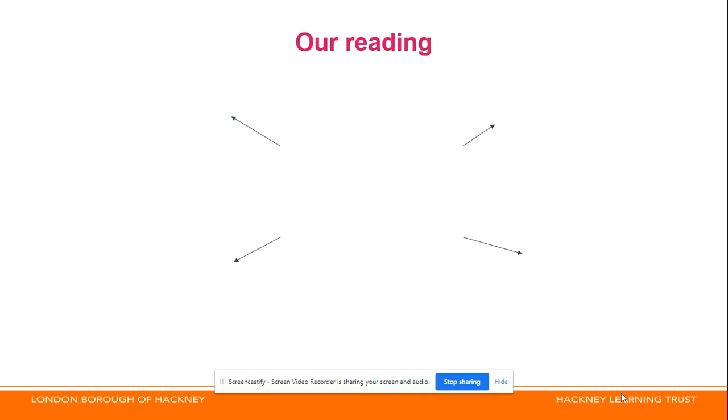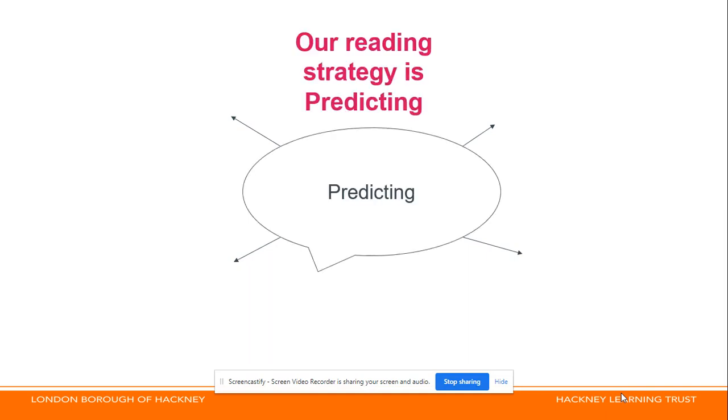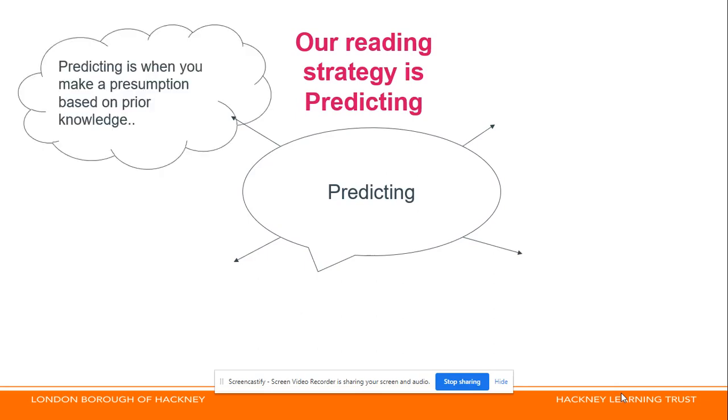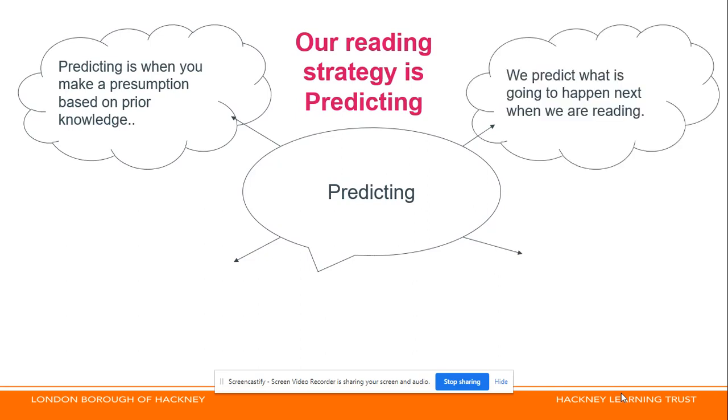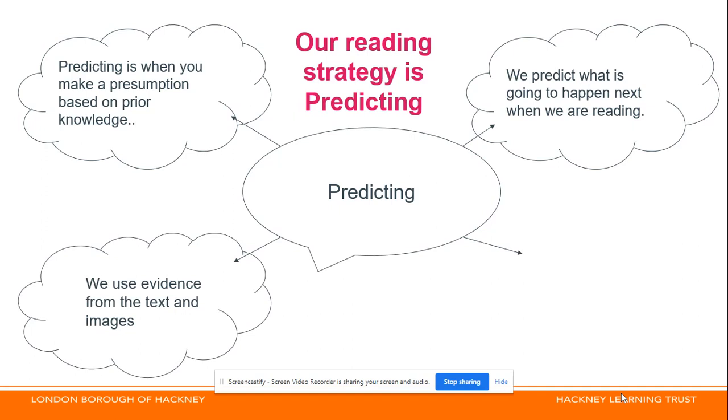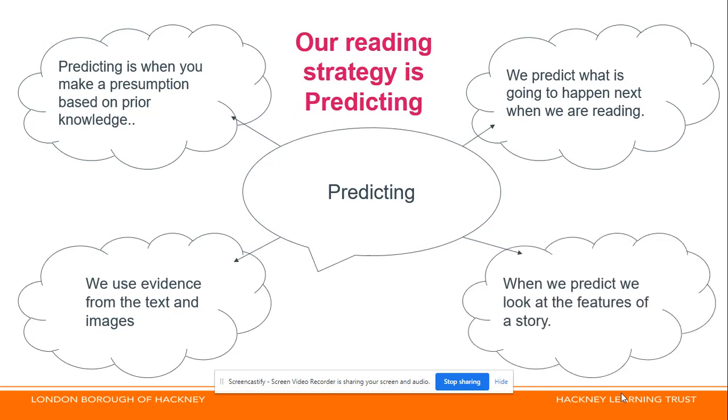Today we are going to be looking at predicting again. So, quick recap. Predicting is when we make a presumption based on prior knowledge. We predict what is going to happen next when we are reading. We use evidence from the text and images. And we predict when we look at the features of a story. So let's move on.